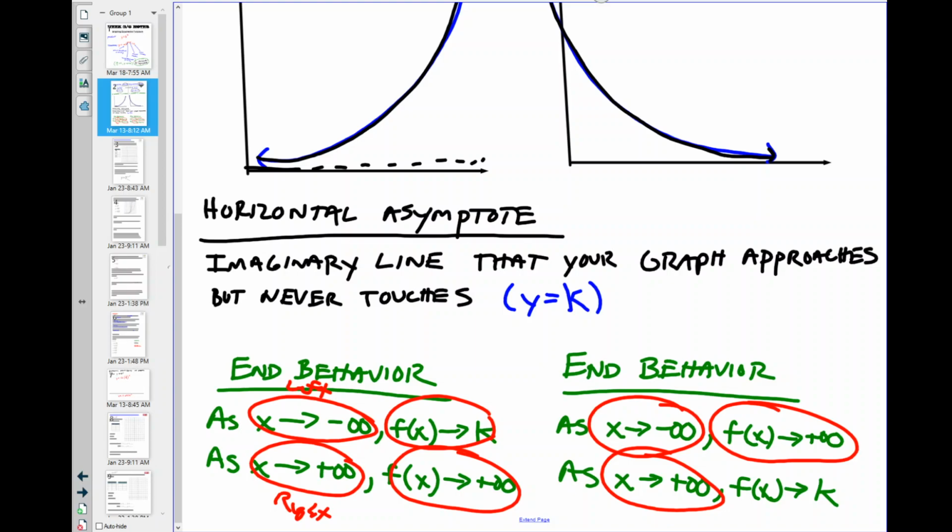Negative. You weren't listening 30 seconds ago. Sunshine, how about you? What's the right arrow doing? Going down to the asymptote, which we already know is at k.